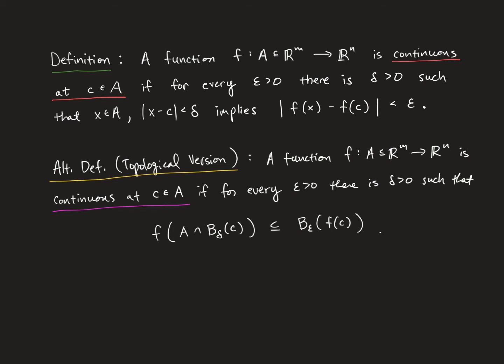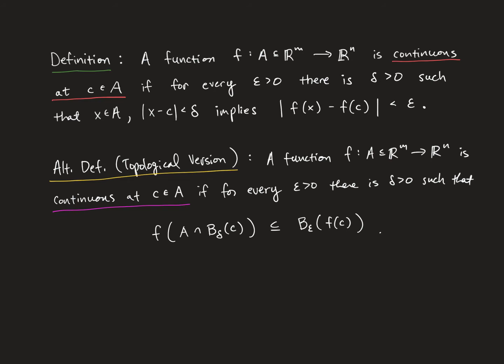And as in the last lecture, with the concept of a functional limit, there's an alternate definition which the text calls the topological version. It's really just taking these conditions, these inequalities, and expressing them in terms of open balls. So x in A, and this inequality just says that x is in A intersect the delta ball around C. And then this inequality here is just saying that f of x, so f of any such x satisfying these things, falls inside the ball of radius epsilon around f of c.